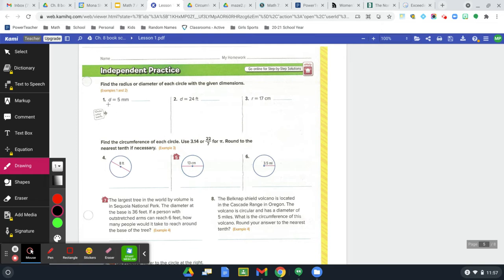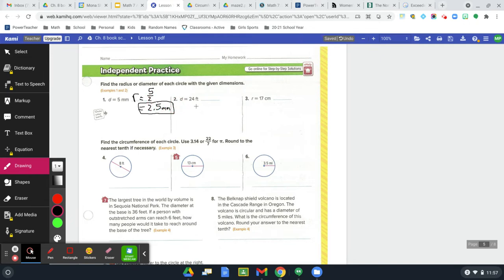So if you're given the diameter, we're going to find the opposite. We're going to find the radius. And so that means here, if I have the diameter, I need to cut that in half to get the radius, so 5 divided by 2, and that's going to give me a radius of 2.5 millimeters. Right? We need half of that for the radius.